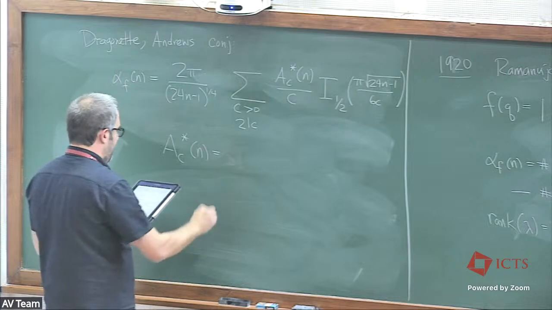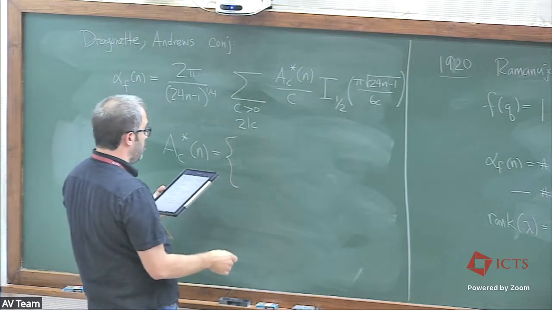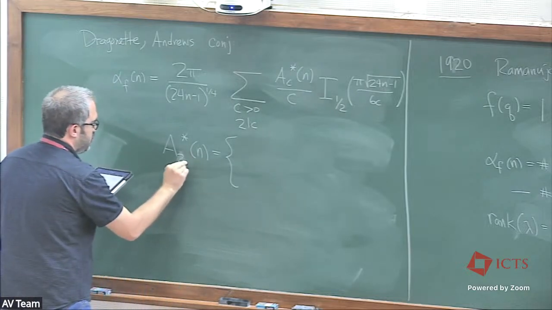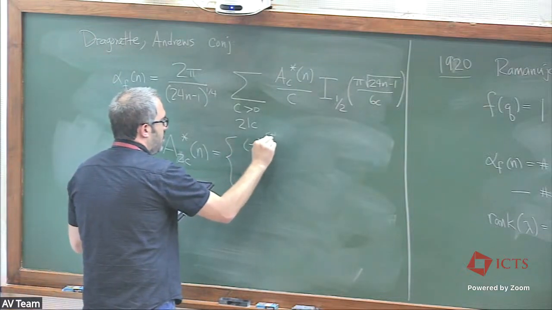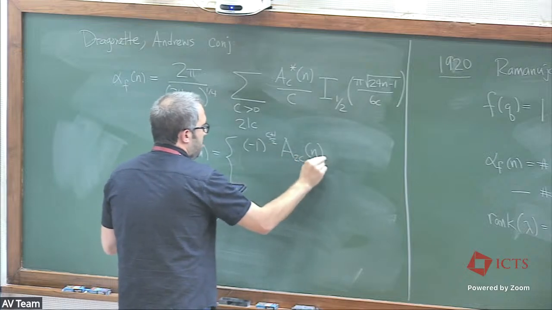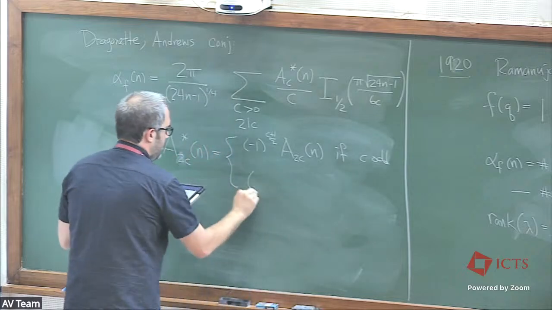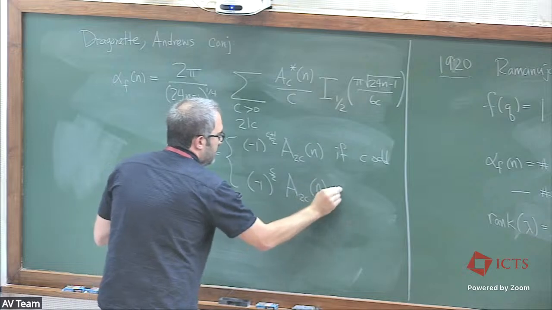So I'll give you the definition. It depends on if c is even or, if c over 2 is even or odd. So maybe I'll write this like A_2c. So this is minus 1 to the (c plus 1) over 2, A_2c of n, if c is odd. And it's minus 1 to the c over 2, A_2c of n.